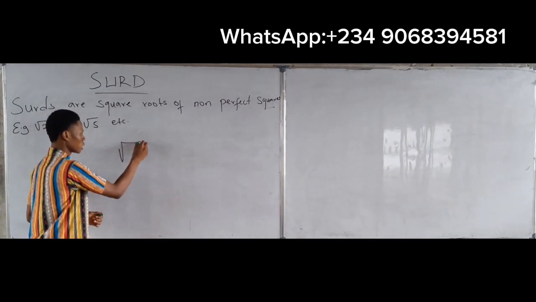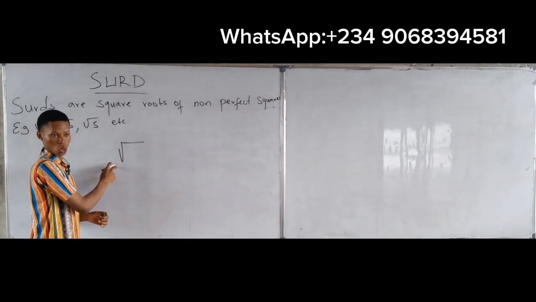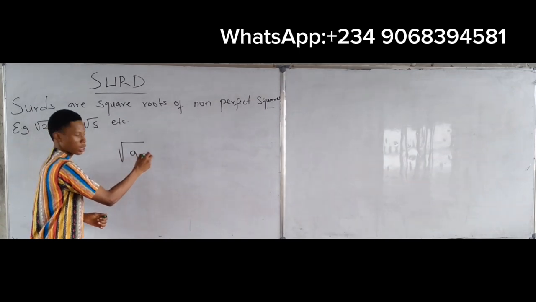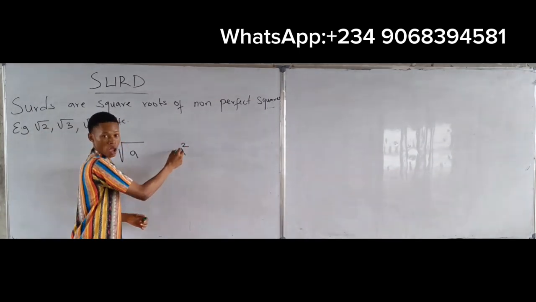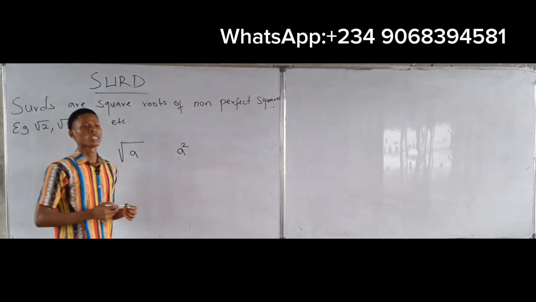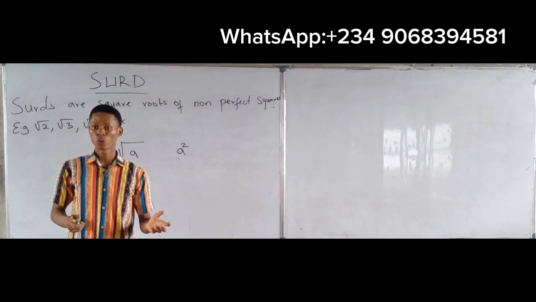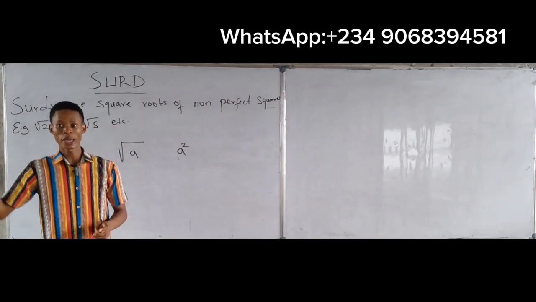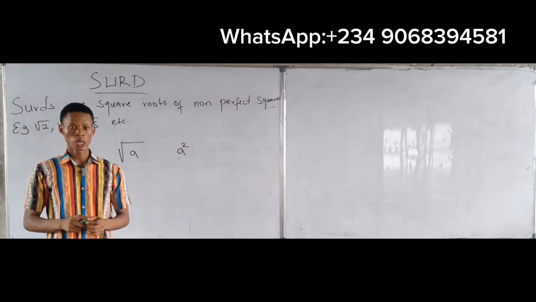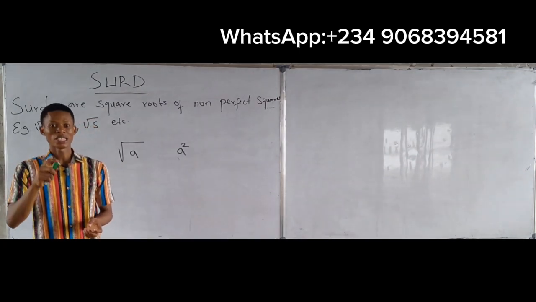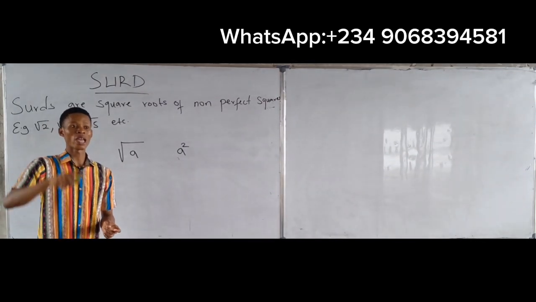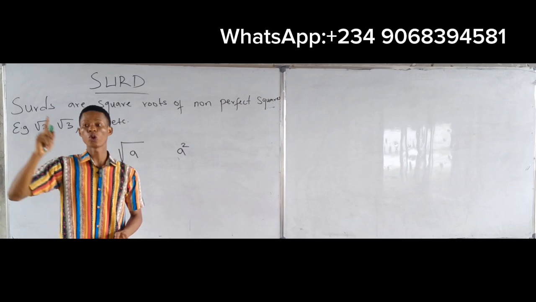If you have something like this, this is what? So this is the square root of a, right? If I have something like this, this is the square of a, is it not? Good. Now the next thing we need to know is when we say perfect square, what is a perfect square? A perfect square is any number that when you take the square root, it will give you a whole number.